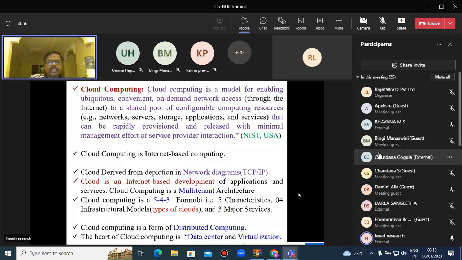Then see the next point. Cloud computing is internet-based computing. Means without internet you cannot perform any kind of application. Next point, cloud derived from depiction in network diagrams.